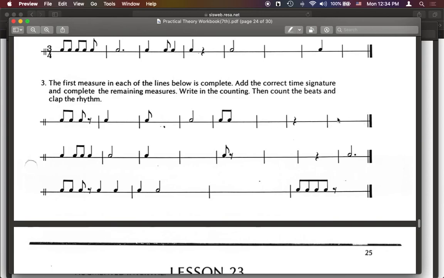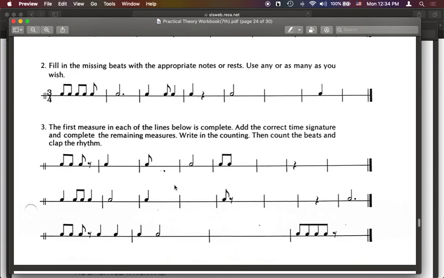Fill in so every measure is complete. You can use any notes you want, but in 2/4 time, the biggest note you could use is a half note. In 3/4, the biggest note is a dotted half note, like this. In 4/4, the biggest you can use is a whole note. Okay? Complete those, put them in the box, turn it in. Let's get it done.